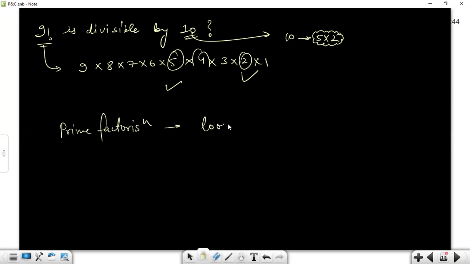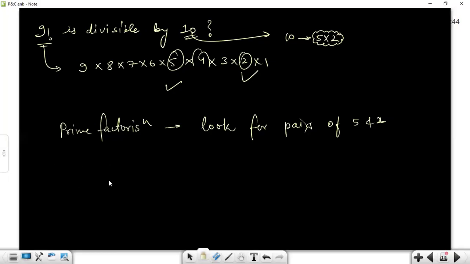And look for pairs of 5 and 2, because 10 is not a prime number, but 5 and 2 are. So definitely look for the maximum number of pairs you can find out of 5 and 2.